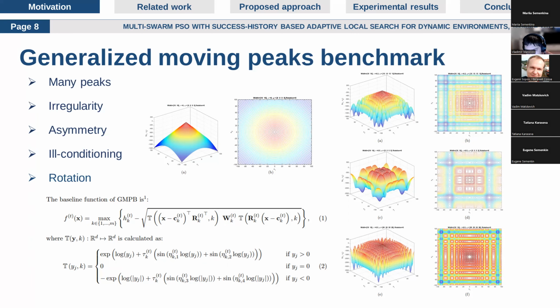Some of the effects of all these things you can see on the right. We could add irregularity, so there will be more optima. We could add asymmetry, so it will be biased. We could add ill conditioning, so the function will be stretched and also rotated. The general form of the test function you can see here also on the bottom of the slide. It includes some sine function, log exponent function, and many more.